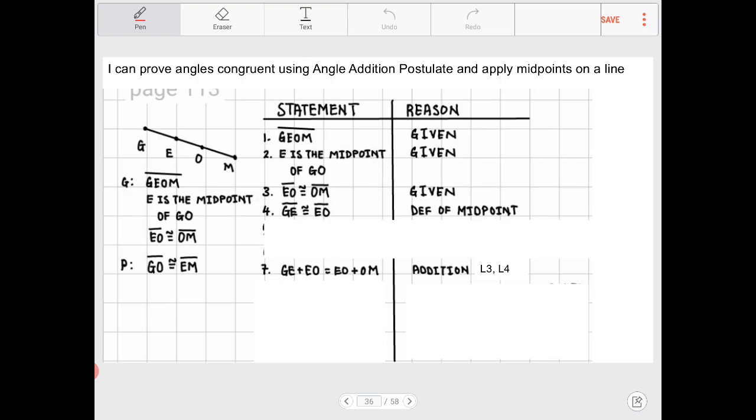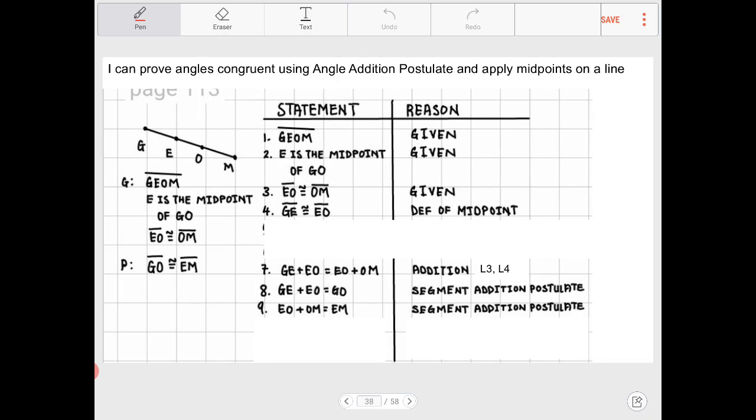Why is that important? Well, that's because I'm trying to show that GO and EM are the same, right? So what do you think the next logical statement would be? I need to show that GE and EO is made up of GO, and I also need to show that EO and OM is made up of EM, right? So I'm going to need to use segment addition postulate here. For that reason, we can then make the statement that GE plus EO is equal to GO, and EO plus OM is equal to EM.